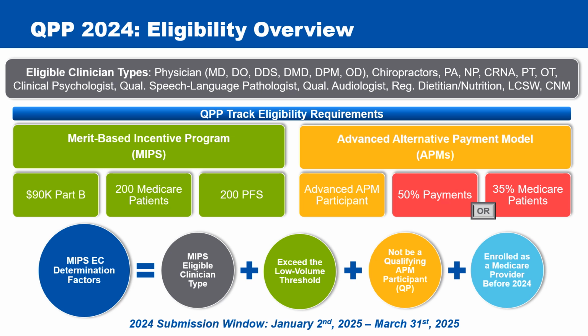If you're a qualifying participant in an advanced alternative payment model, you would not be able to necessarily participate in the MIPS track of the quality payment program. You would participate under that advanced alternative payment model. You also have to be an enrolled Medicare provider before 2024. And just a quick reminder, the 2024 submission window opens on January 2nd, and it runs through March 31st of 2025.